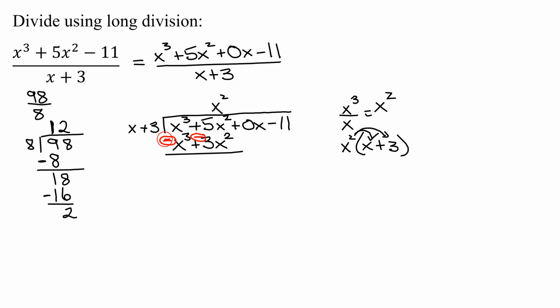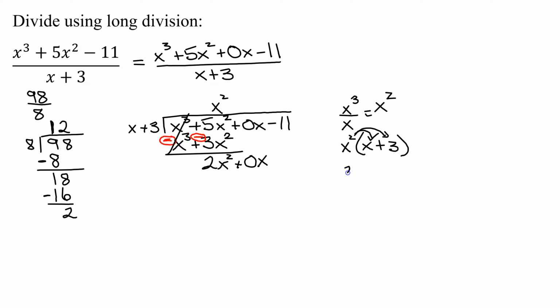X cubed added to a negative x cubed, those add up to 0. And if they don't, you've done something wrong, because this process is designed to eliminate that first term. Then 5x squared plus a negative 3x squared is 2x squared. And now bring down the next term, so I'm going to bring down a 0x. That's the end of the first round. Now we need to repeat the process.